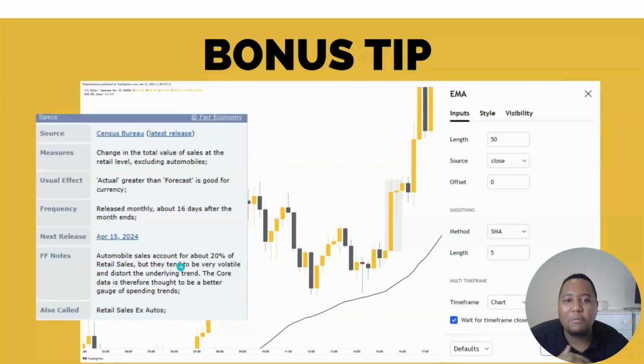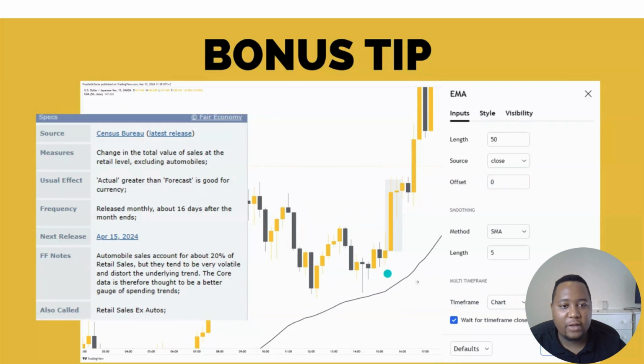Okay, so it's at the retail level. It's not the country's government spending. Hence, your NFPs are really quite big because they're measuring how it impacts the economy. This one is at the retail level, so it's at a smaller level. But again, the reason why I'm doing core retail sales instead of just retail sales is because they say the core data is thought to be a better gauge of spending trends. Okay, so it's better at tracking the spending trends.